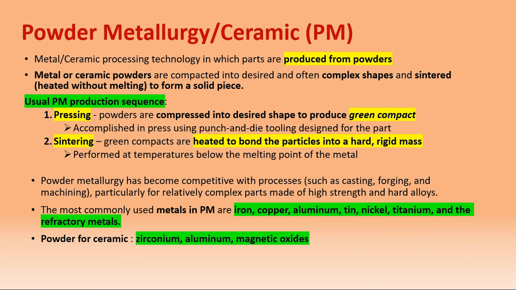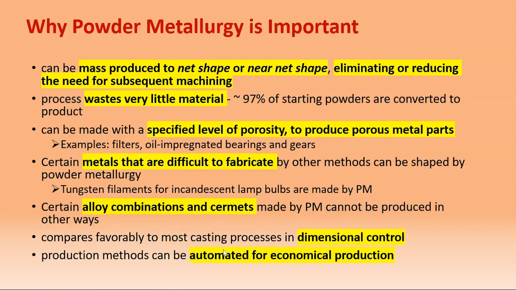And nowadays, powder metallurgy has become competitive compared to casting, forging, and machining, particularly for relatively complex parts with a high strength and hard alloy. And commonly, the metals they use are iron, copper, aluminium, tin, nickel, titanium, and also refractory metals. And for the powder ceramic, they have zirconium, aluminium, and magnetic oxide.